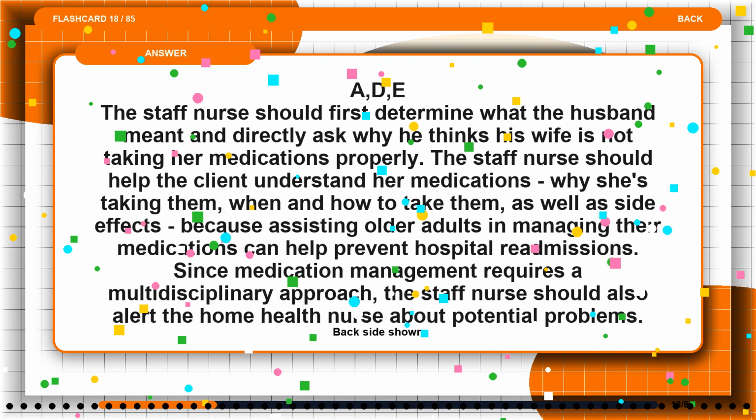The answer is A, D, and E. The staff nurse should first determine what the husband meant and directly ask why he thinks his wife is not taking her medications properly. The staff nurse should help the client understand her medications, why she's taking them, when and how to take them, as well as side effects, because assisting older adults in managing their medications can help prevent hospital readmissions. Since medication management requires a multidisciplinary approach, the staff nurse should also alert the home health nurse about potential problems.